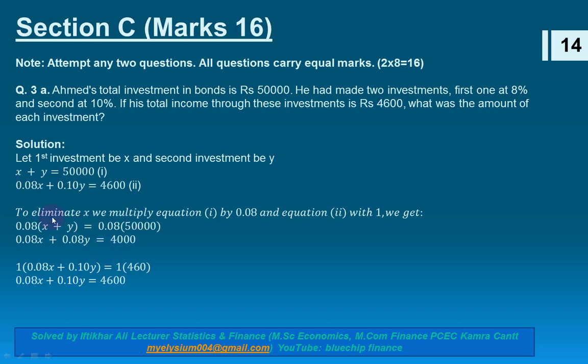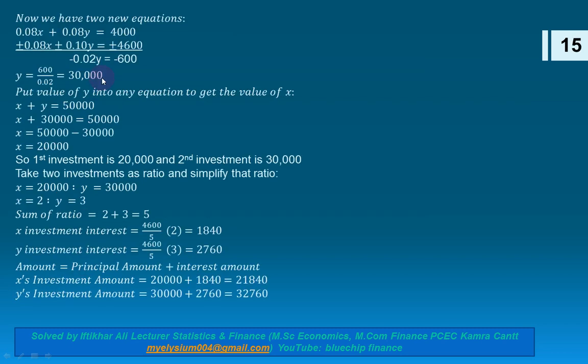To eliminate x, we multiply equation number 1 by 0.08 and equation number 2 by 1. We get 0.08x plus 0.08y equals 4,000, and 0.08x plus 0.10y equals 4,600. After changing the sign, this x will be cancelled, and 0.08y minus 0.10y equals minus 0.02y, and 4,000 minus 4,600 equals minus 600.